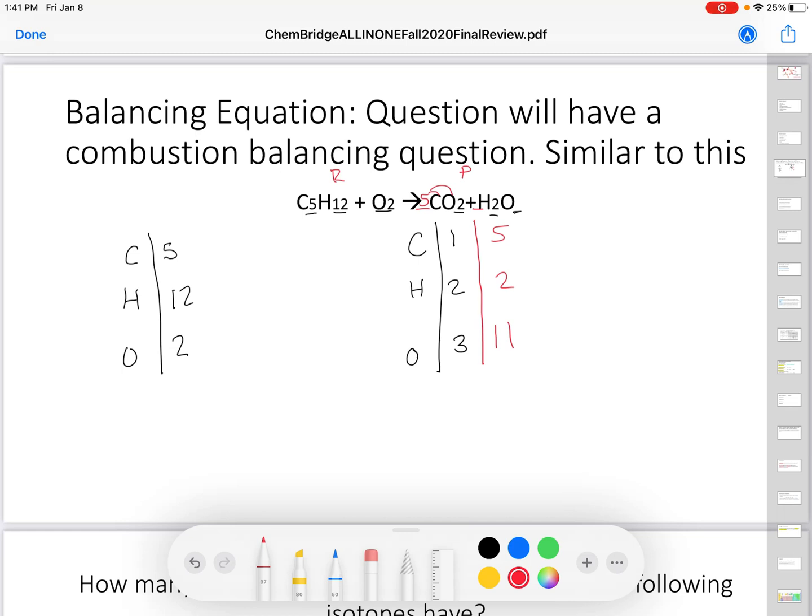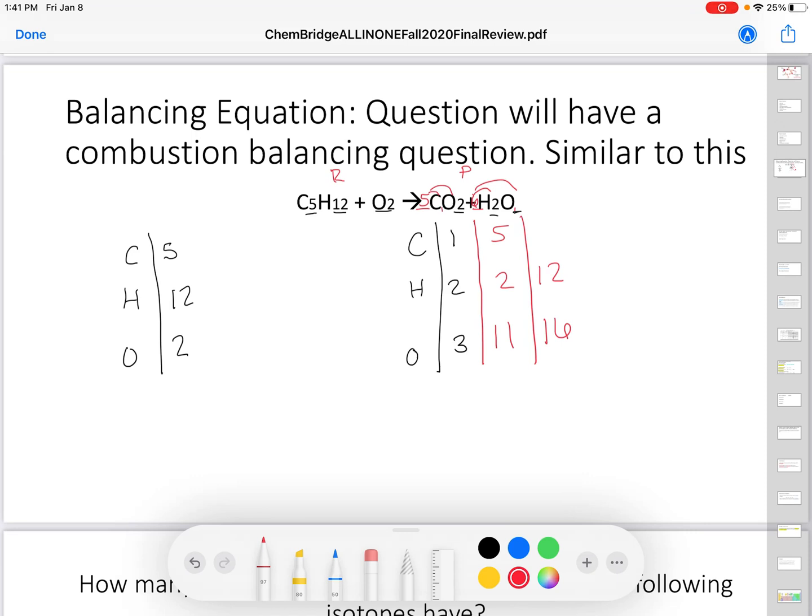So on this side, I have 12. What number multiplied times 2 will give me 12? It would be 6, so I put a coefficient of 6 there, and then I have to distribute. So I draw another line because I'm distributing. So 6 times 2 will give me 12 hydrogen. 6 times 1, because there's understood to be a 1, that's 6 oxygen. But remember, I had 5 times 2 over here. So 10 plus 6, that means I have a total of 16 oxygen.